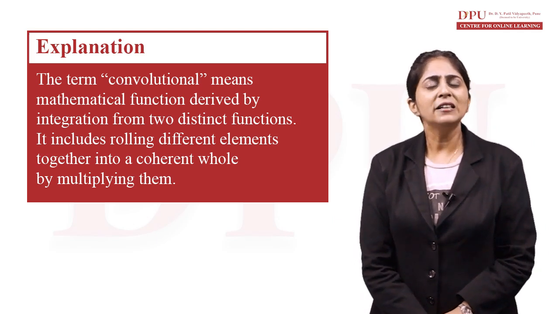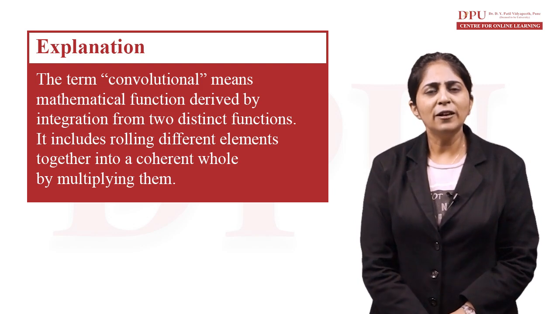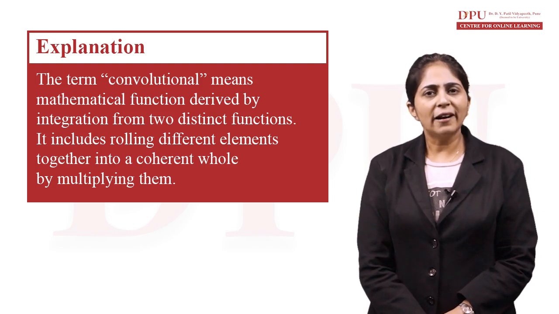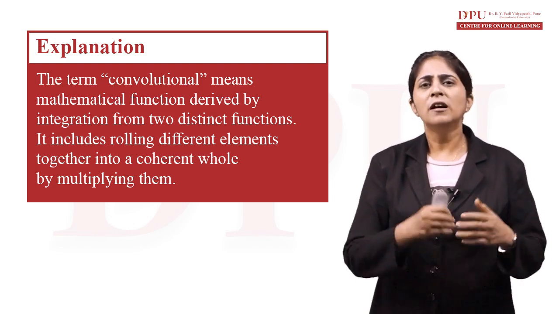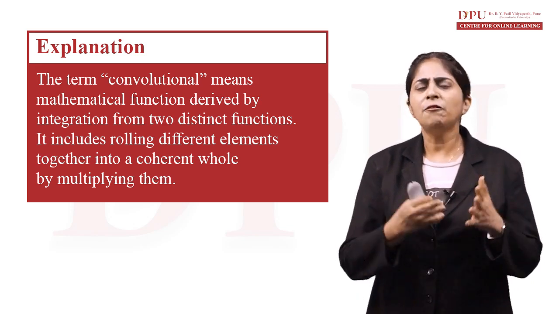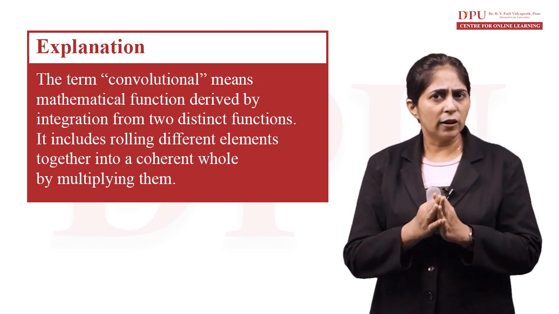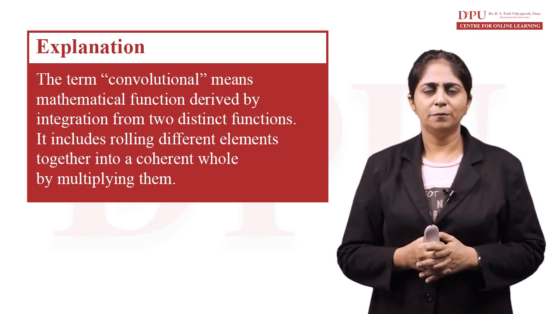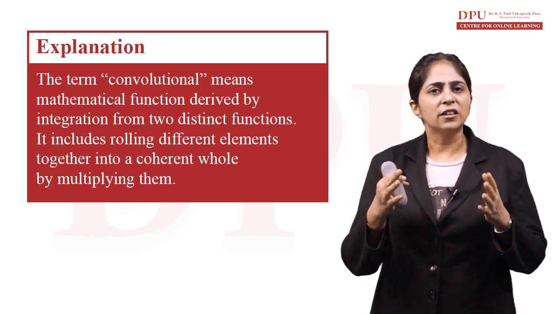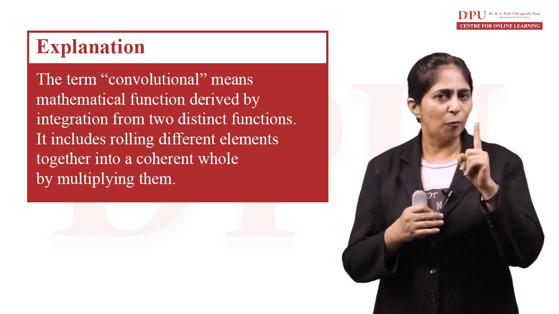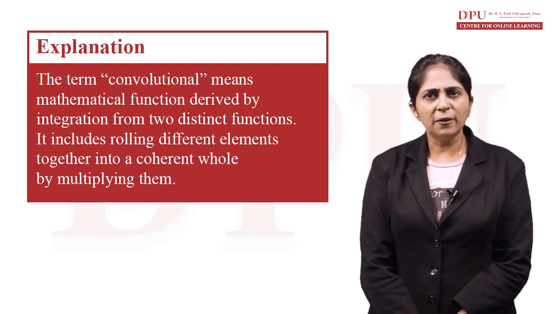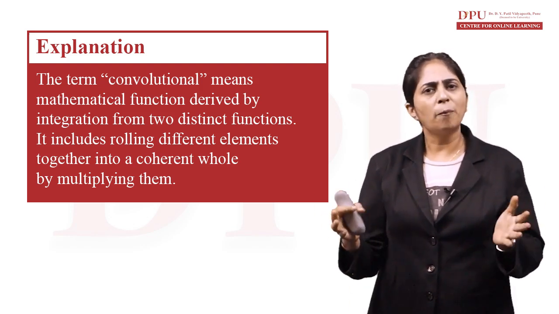So that is why the name convolutional is given to our CNN, because it means a mathematical function derived by the integration of two distinct functions. That includes rolling different elements together into a coherent whole by multiplying them. So convolutional describes how one function influences the shape of another function. It is all about the relation between the elements and their operation as a whole.